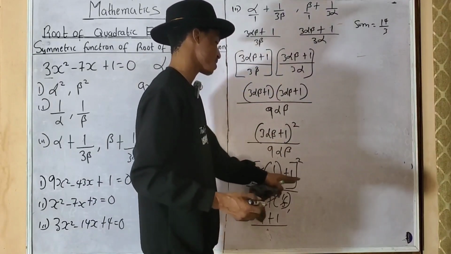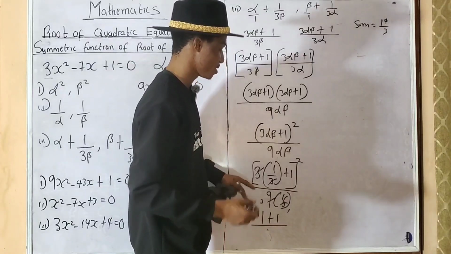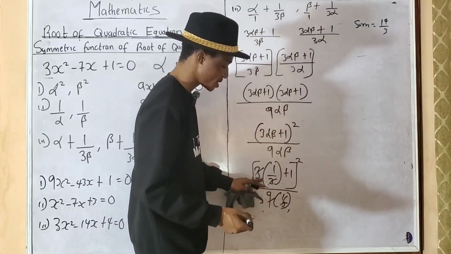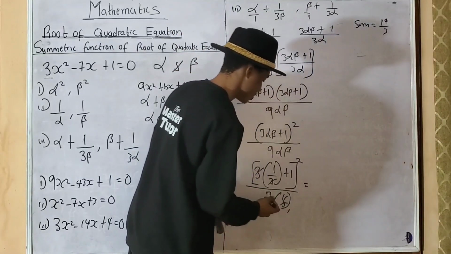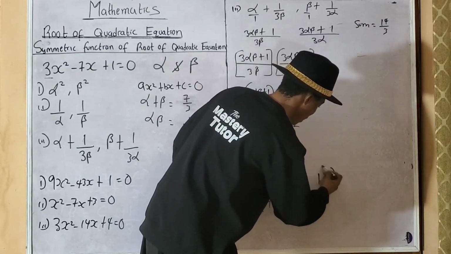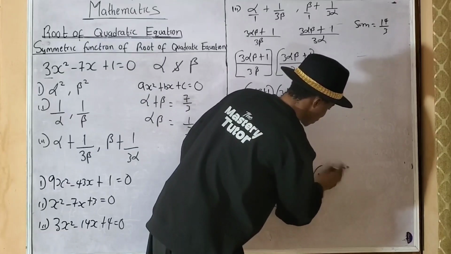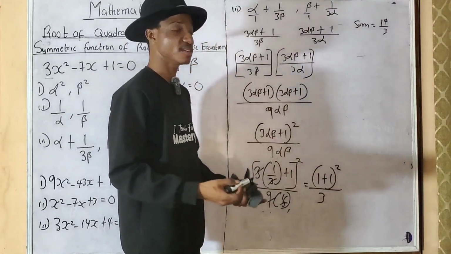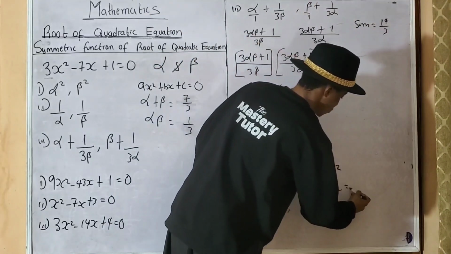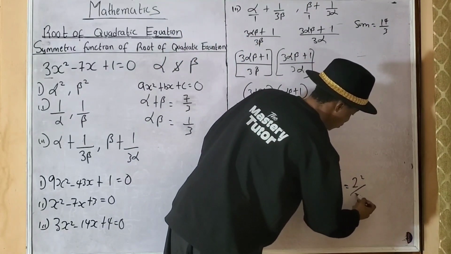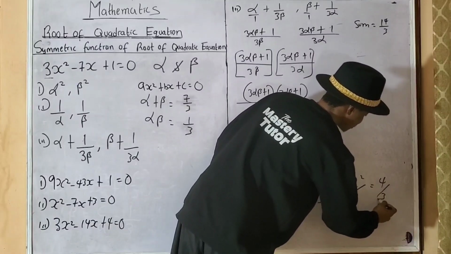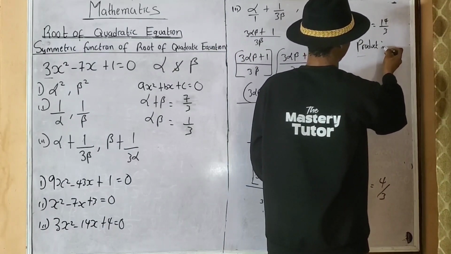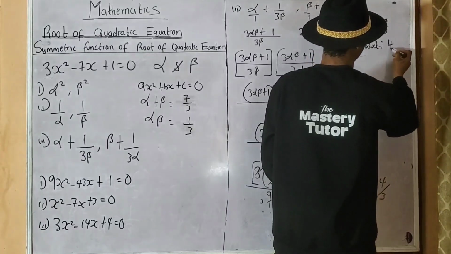The square only affects the numerator, as you can see. In fact, let me put it here. You can see the square only affects the numerator. The numerator here will be 1 plus 1 squared. 1 plus 1 squared all over 3. Because 9 times 1 is 9. 9 divided by 3 is what? 3. So I'm going to have 2 squared all over 3. That is what? 4 over 3. So the product is what? The product is 4 over 3.